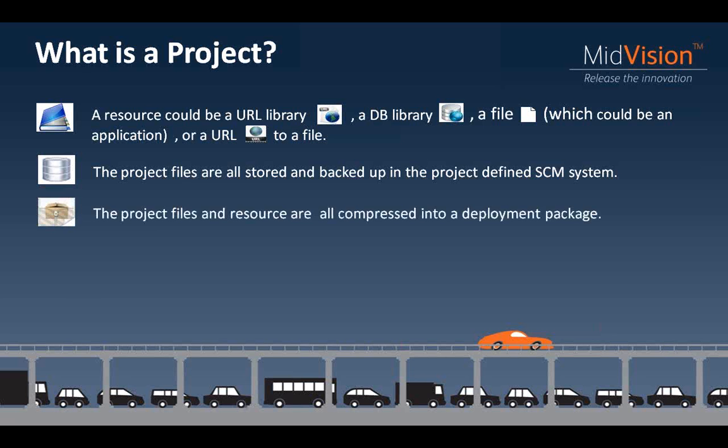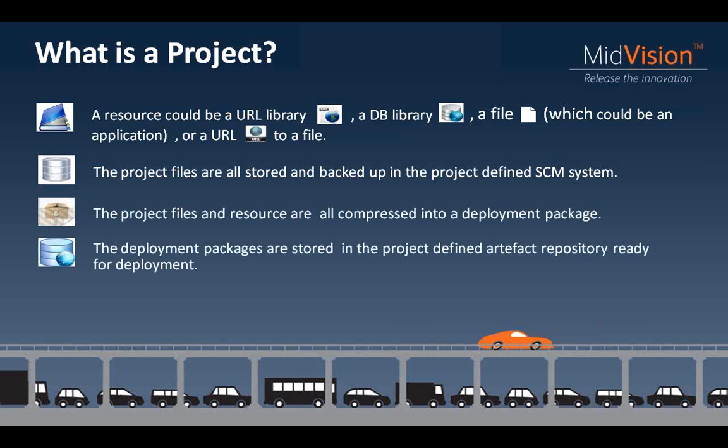Okay, they're all compressed into a deployment package, which is what we've already discussed. And those deployment packages are stored somewhere in an artifact repository. Now, Rapid Deploy supports a number of artifact repositories. Typically, that will be Maven, Artifactory, etc., Nexus perhaps, and that can be local on the files on the server, or it can actually be remote.